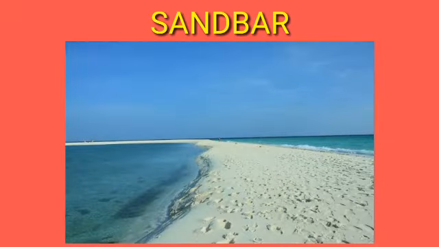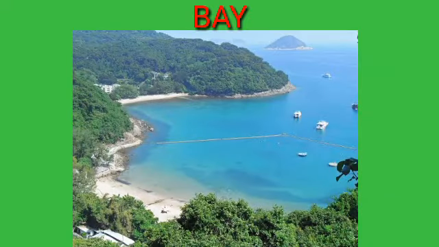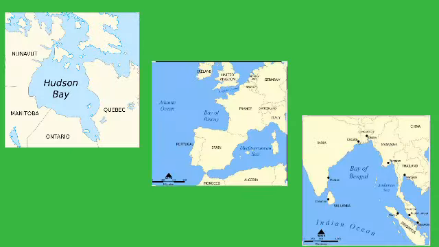Now let's see what is a sandbar, children. A sandbar is a long and narrow strip of sand deposited parallel to the sea coast. Some are extended to several miles, children. Bays are curved indentations of a sea jutting into the land, children. Usually bays have wide openings. The Hudson Bay in North America, the Bay of Biscay in Europe, and Bay of Bengal in India are some of the examples of bays, children.